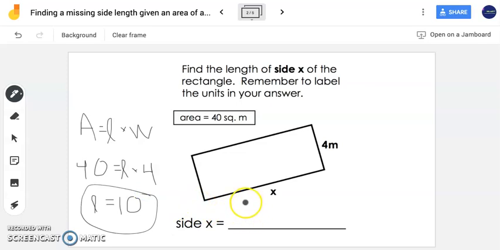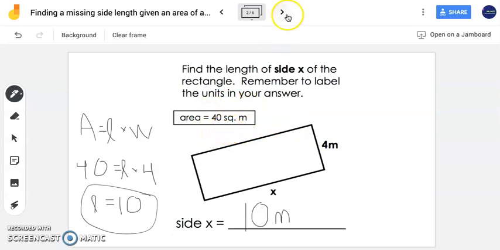Now notice side X equals 10, but not just 10, it's 10 meters, or 10 m. Notice it's not square meters because we just have the side length. Square meters would represent the area, but we have just the side length, which is why we just say 10 meters. And we could check that this is right because 10 times 4 brings me back to the area of 40 square meters.